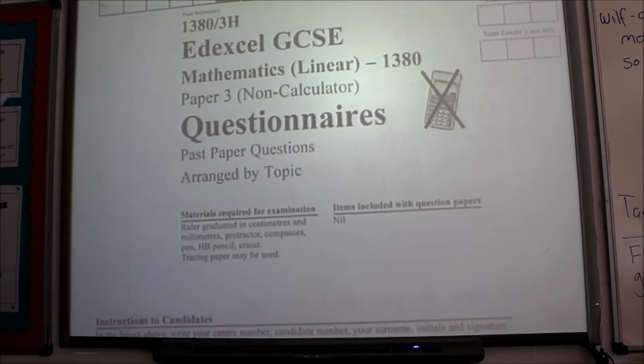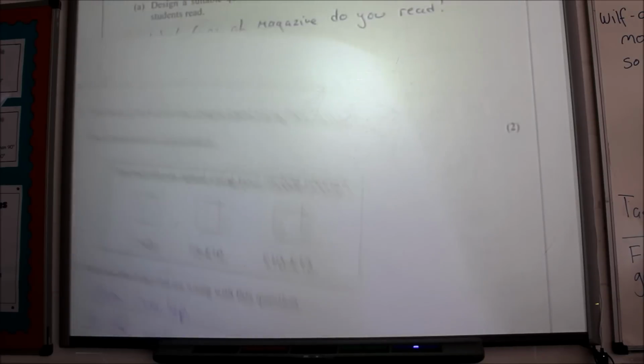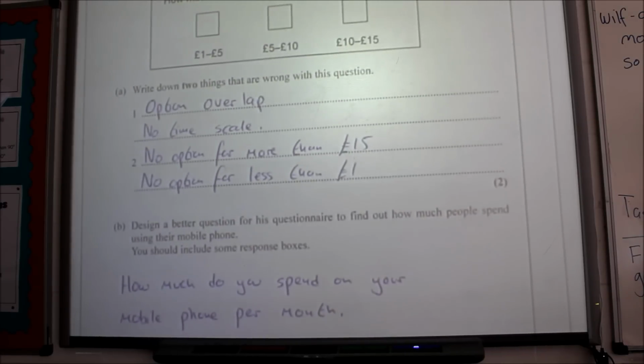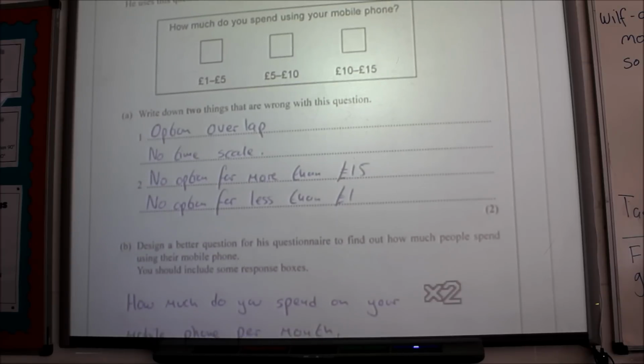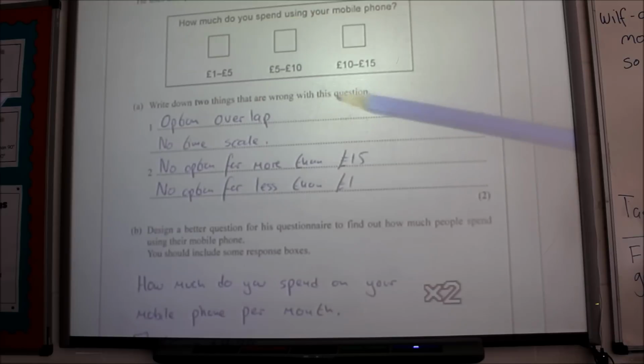Past exam questions on questionnaires. People often drop a lot of marks on what should be a relatively simple topic, so please spend a bit of time looking at this one. What's wrong with this question? Right, there's 4 things wrong with it.